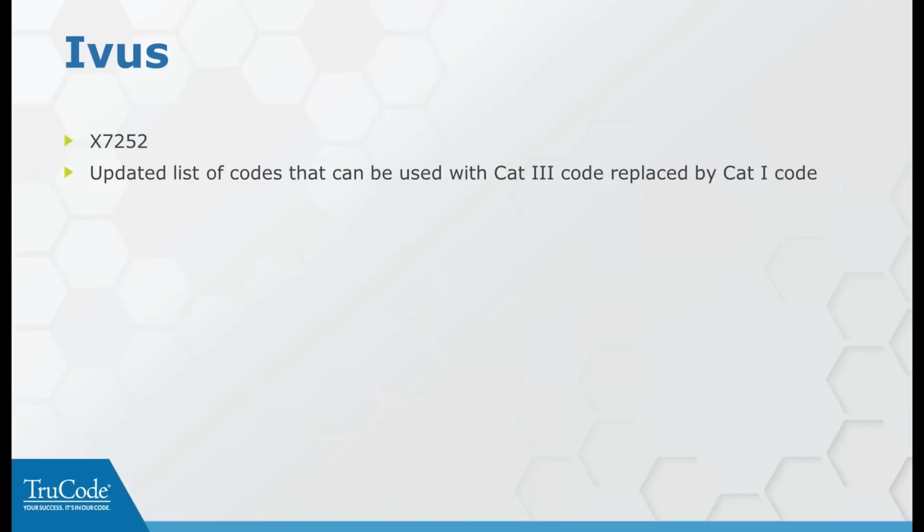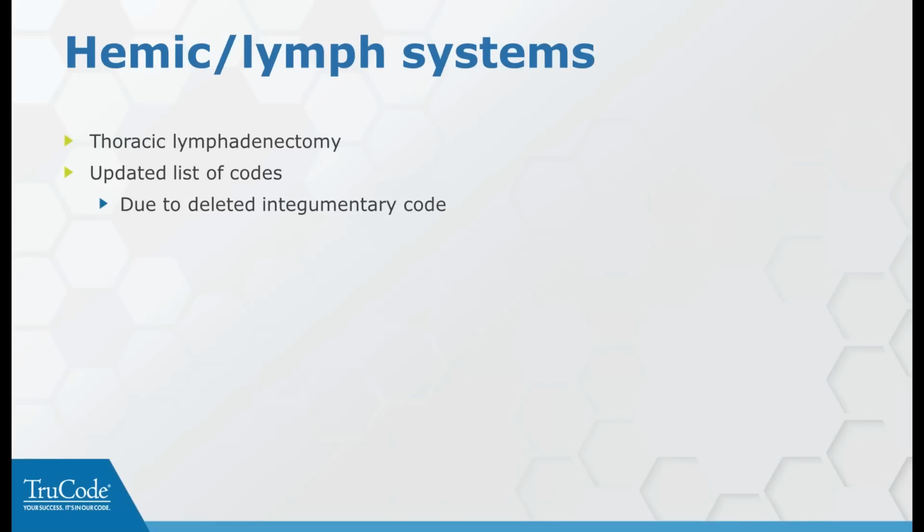The intravascular ultrasound services, the codes didn't change there, but they updated the list because there are so many of these codes that some of them were category 3 codes, and they're now category 1 codes. Sometimes they go from one to the other, but again, just watch your notes. There are category 1 and category 3 codes that can be used with the intravascular ultrasound services. And that's all in that section.